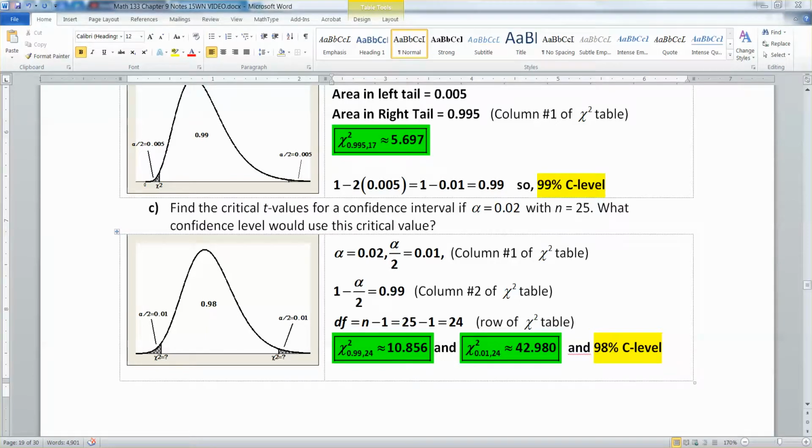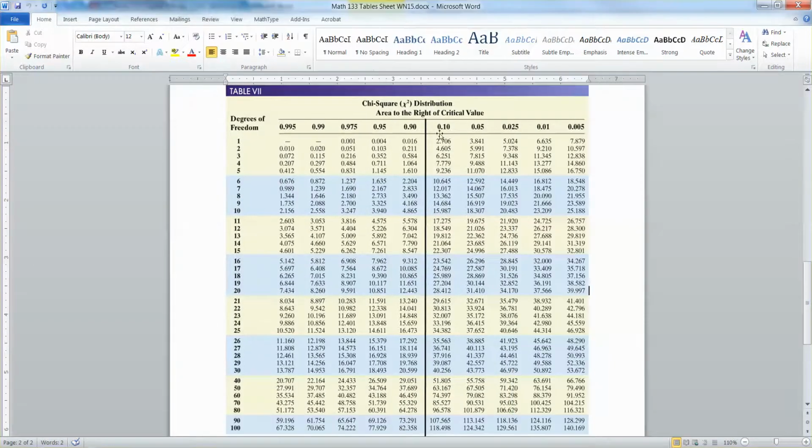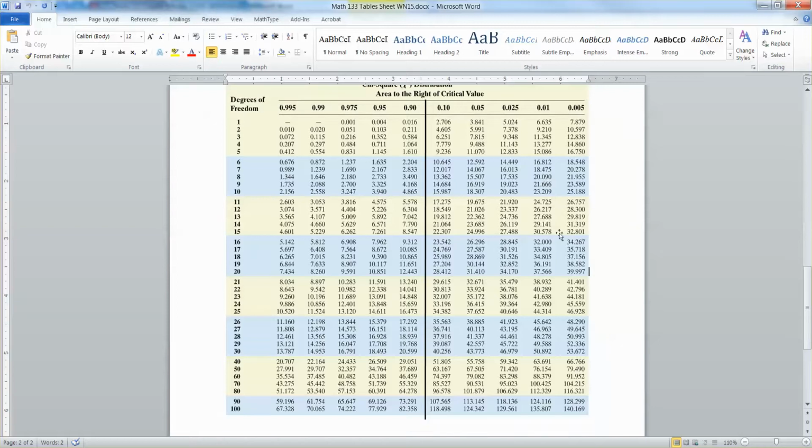Okay, so now we know how to find the critical chi-square distribution values. And again, remember that when you find one on the right-hand side, it would be over here. So 0.01 and 24 was 42.98, and its counterpart is right over here, 10.856. There's kind of a symmetry to the table. Or you could also just say 0.99 and 24 was your degrees of freedom.